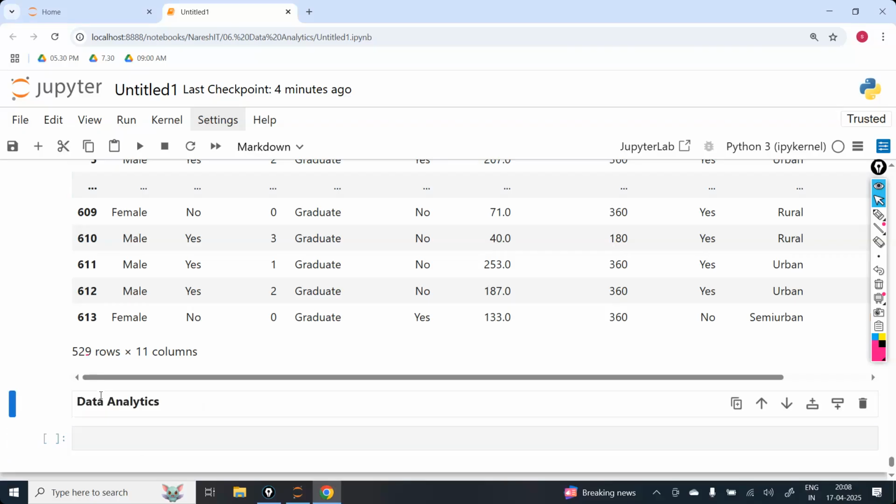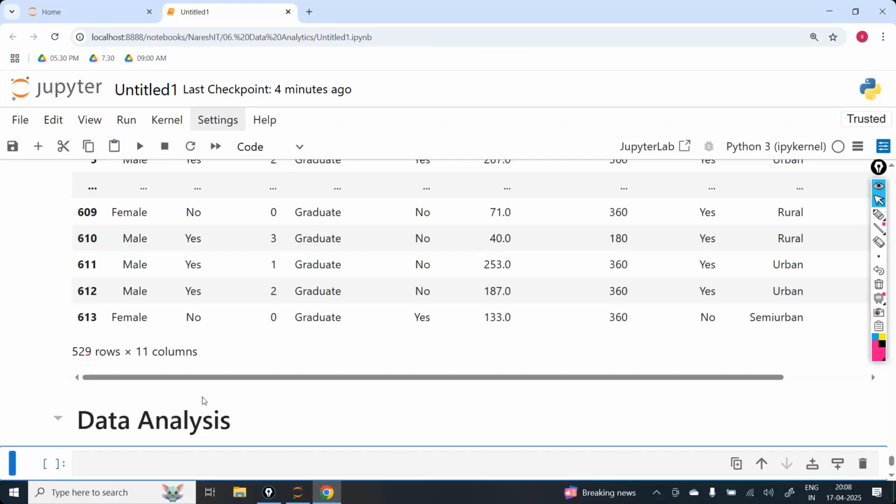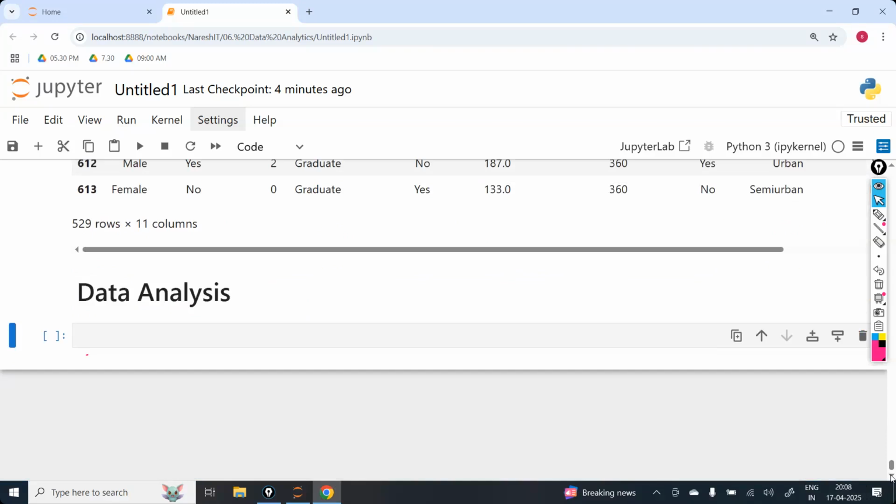Now the fourth step, what is step number 4? It is called data analysis. It is not data analytics, it is data analysis. What is the difference between data analytics and data analysis? Complete data analysis is called data analytics. Individually, what you are observing is called data analysis. All your observations at the end of the project, you will say, it is called data analytics. Till the end, it is called data analysis only.